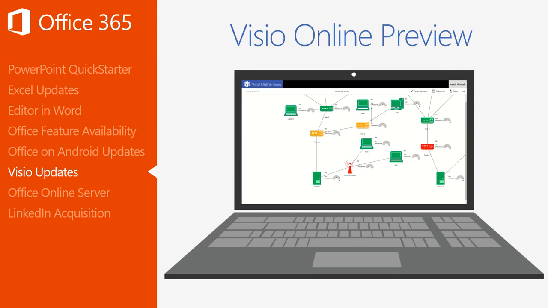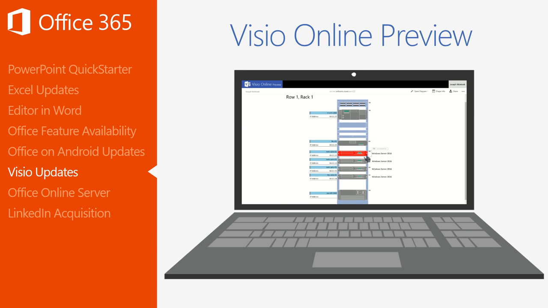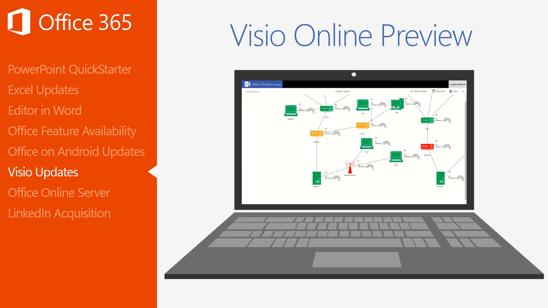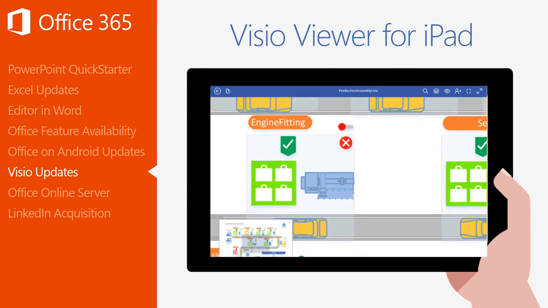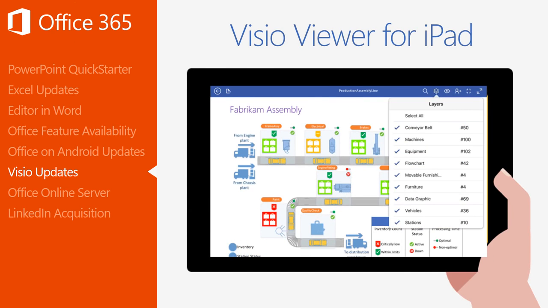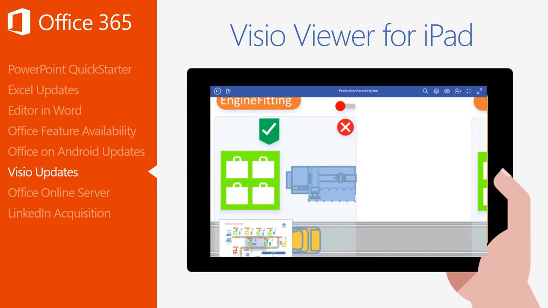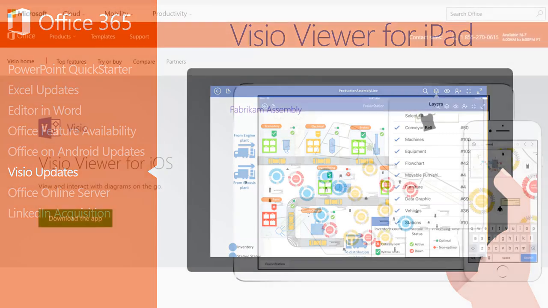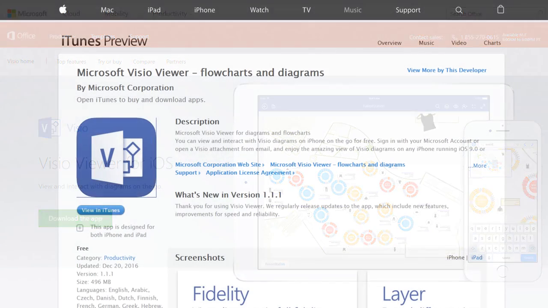Visio Online Preview amplifies the power of visual communication by helping teams glean real-time information from diagrams with just a browser, turning data link diagrams into an operational dashboard that more employees can access. Visio Viewer for iOS brings high-fidelity viewing of real-world processes and plans to iPad and iPhone users. It includes a new exploration experience, which allows users to zoom into specific areas of a Visio diagram for a more detailed view. You can download the Visio Viewer for iPad today from products.office.com or from the iTunes Store.